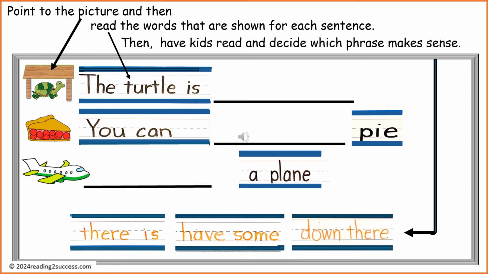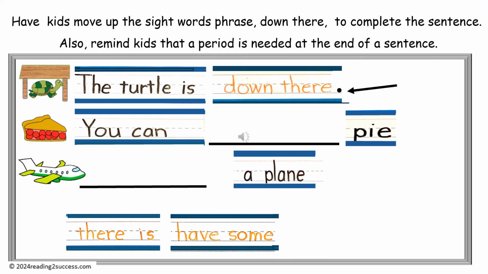The turtle is, there is, no. The turtle is, have some, no. The turtle is down there, yes. And if you look at the picture, the turtle is below the table. So that is the correct ending. Have kids move up the sight word phrase down there to complete the sentence. Also, remind kids that a period is needed at the end of a sentence.